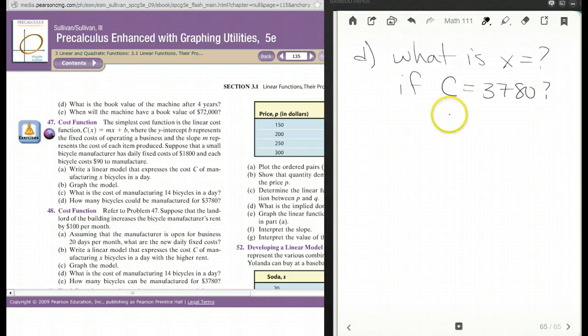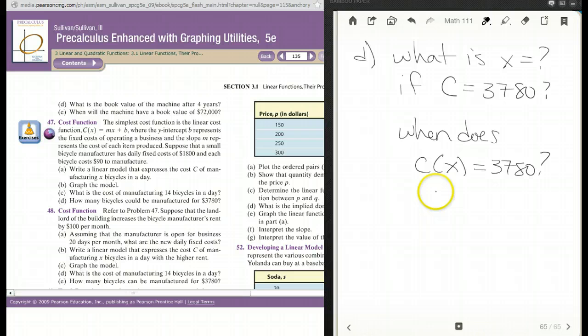Okay, well remember that the output of the cost function is cost, right? So that means we're wondering when does C of x equal 3780, right? Or what value of x do you need to use, or how many bicycles do you need to make so that the cost is 3780? Well, what we can do here is just take our rule of 90x plus 1800 and set that equal to our desired cost, right? Because remember that this rule right here calculates cost when you make x number of bicycles. Okay, so if we want to know when is the cost 3780, well, set the rule that calculates cost equal to 3780. Now let's solve for x.